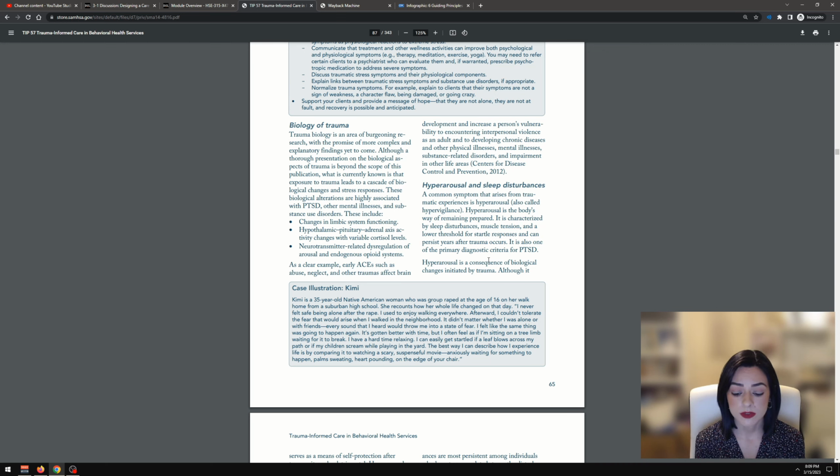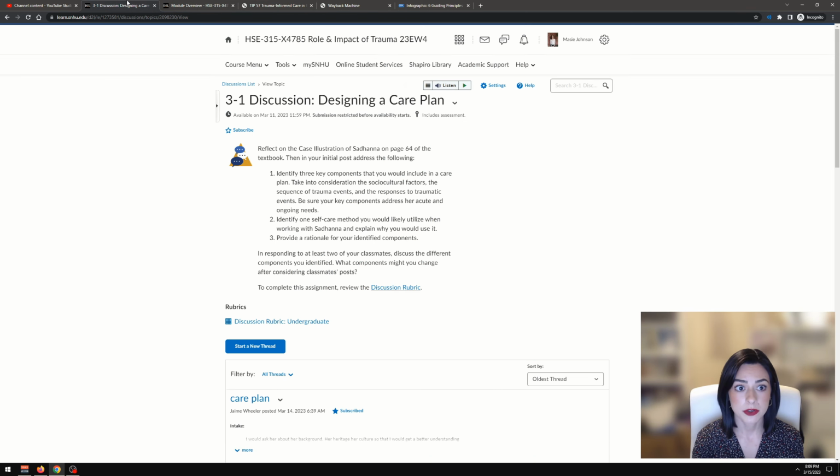So once you've identified what some of those issues are related specifically to trauma in that first paragraph, you could then close out the paragraph by talking about what some appropriate interventions would be. So if we go back over here, it asks you, as you're identifying the 3 key components for the treatment plan, that you take into consideration sociocultural factors, sequence of trauma events, and responses to traumatic events. So again, part of how you might integrate some of this information into that first paragraph would be to talk about the sequence of trauma events.